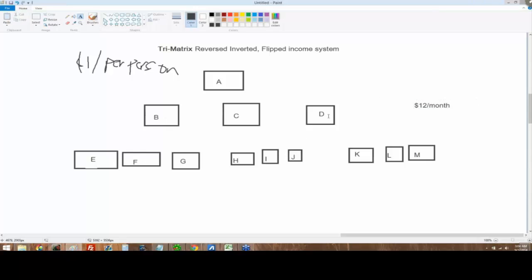B is going to get 3, C is going to get 3, D is going to get 3. It doesn't matter who referred everybody. It doesn't matter if A referred nobody beyond B. And it doesn't matter if A even referred B. B might have been referred by somebody else above A in the company.